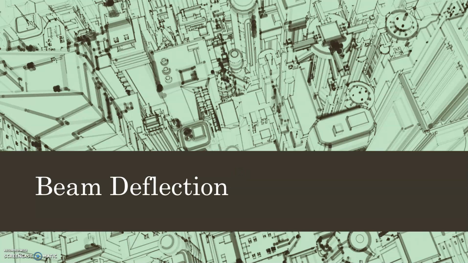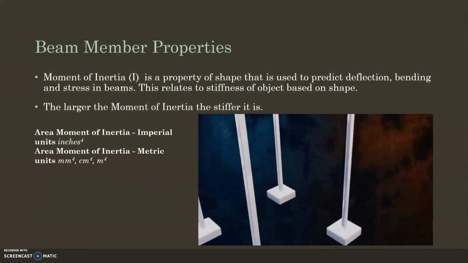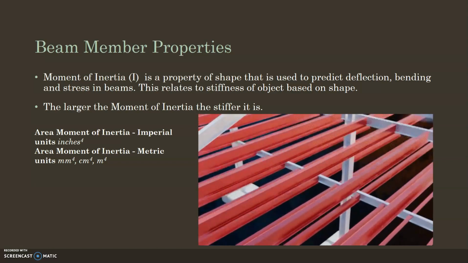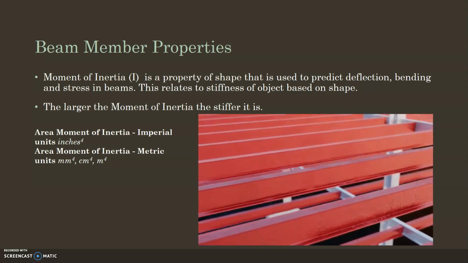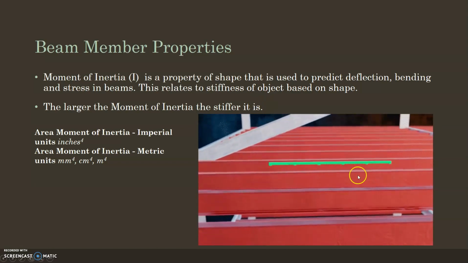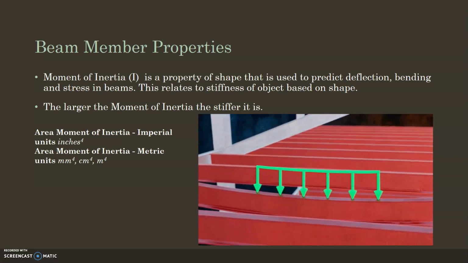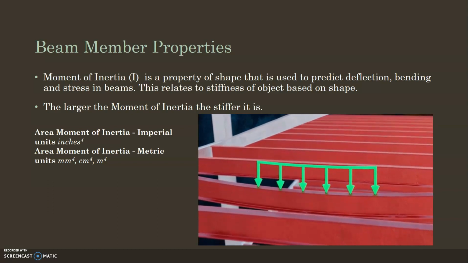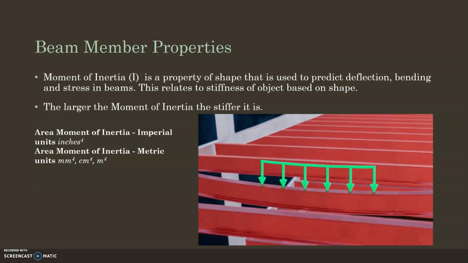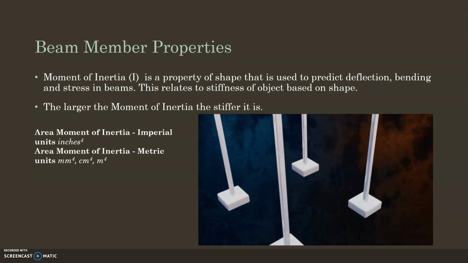Today we're going to be talking about beam deflection. Now, what we have to first talk about is what is a beam member. A beam member is any of these small, thin pieces of metal that support an overall larger floor or ceiling. They're relatively small in comparison to the building.